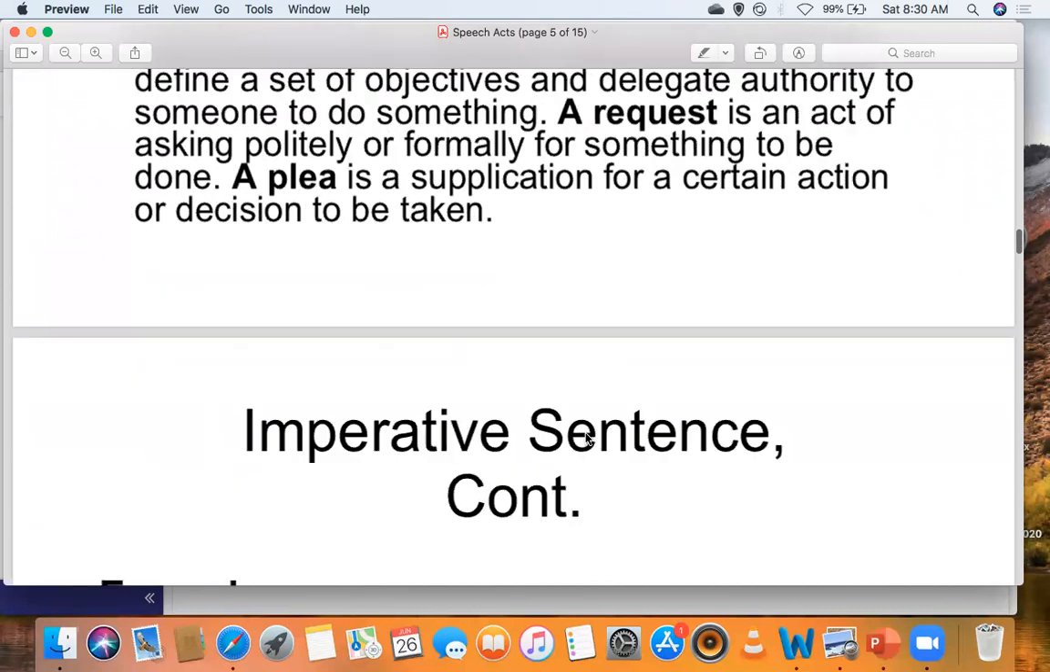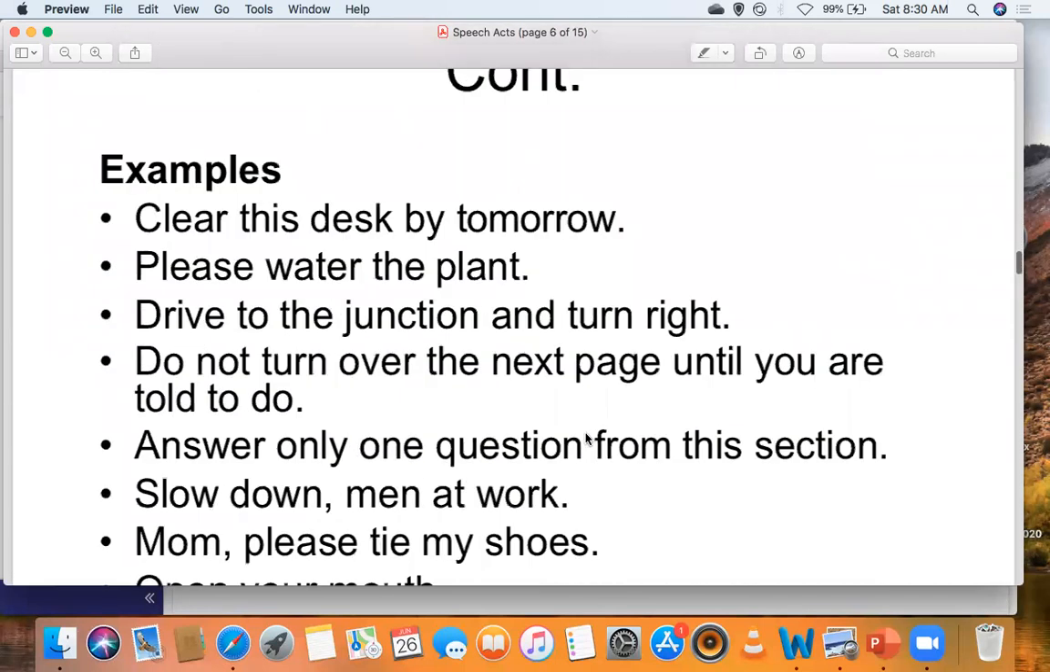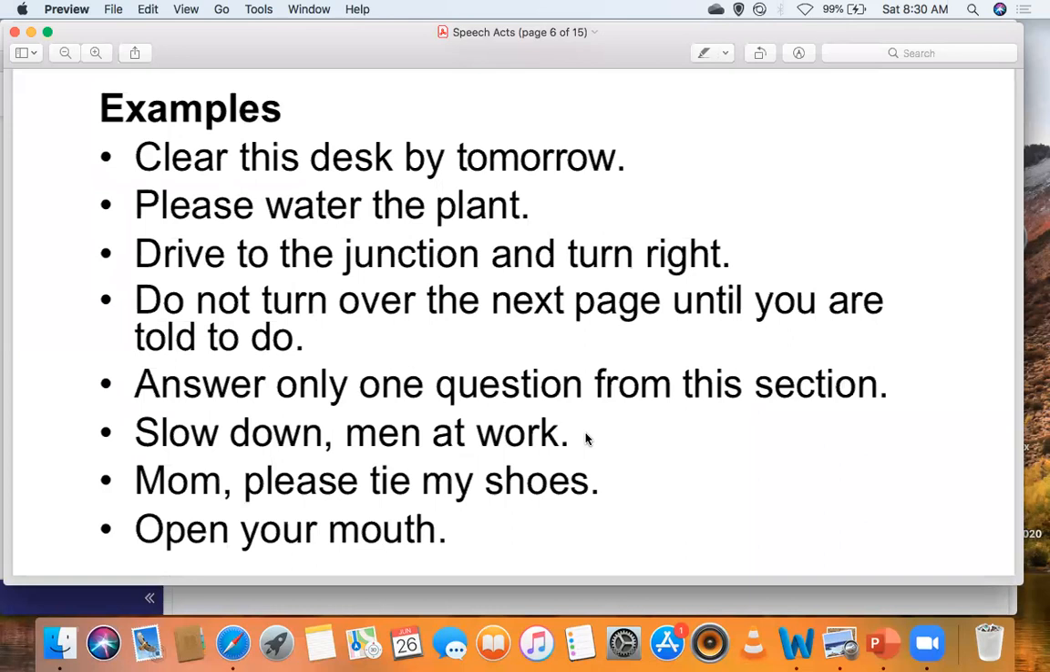So let's see examples of imperatives. We have examples of both hard and soft imperatives. Clear this desk by tomorrow. That sounds like a hard imperative. Please water the plants. That sounds a bit softer. Drive to the junction and turn right. Do not turn over the next page until you are told to do so. Answer only one question from this section, and the rest. So these are all imperatives, and they vary according to the tone.